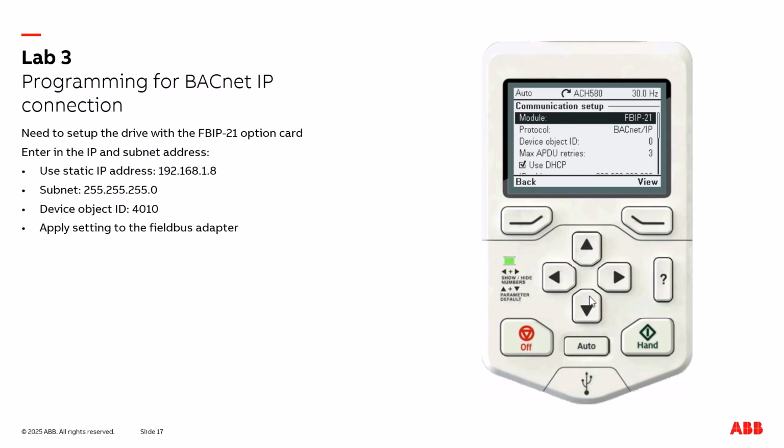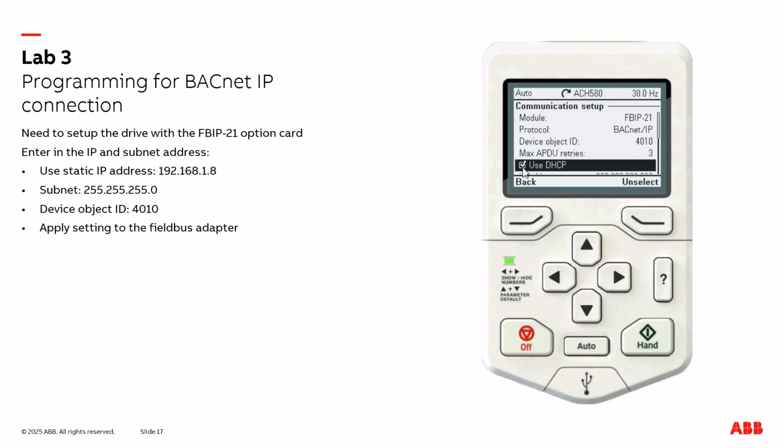Now, once you're in here, you can see the FBIP-21 option card, and the protocol's BACnet IP. And if you go down the list, actually we have it third in the list, but device object ID. This needs to be 4010, so we'll edit this to 4010. Pretty easy.